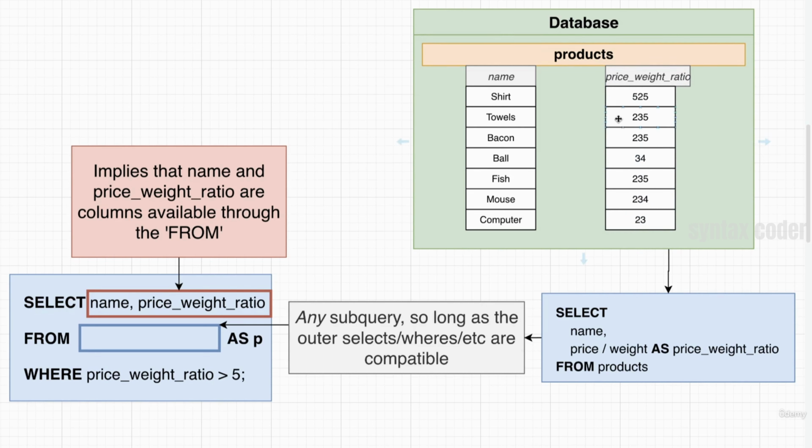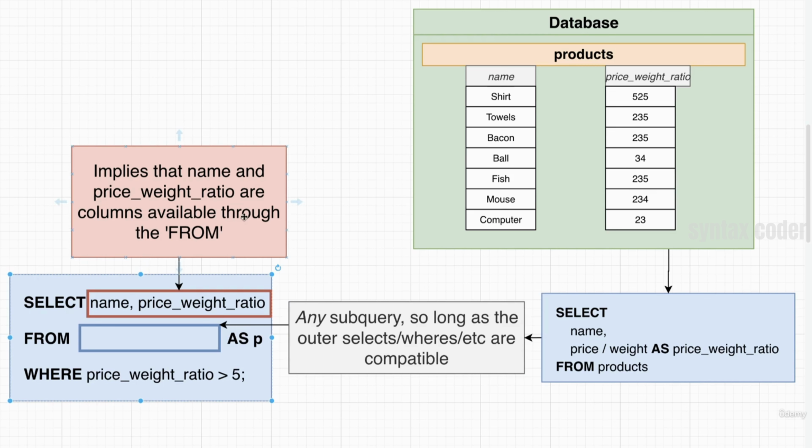This source of data is then available to the outer query. We can apply any kind of selects, any froms, any wheres, anything like that that we want to inside of the outer query. So in this particular case, we could try to select the name and the price to weight ratio from this source of data. We can also apply a where to it as well. So we could say where price to weight ratio is greater than 5.